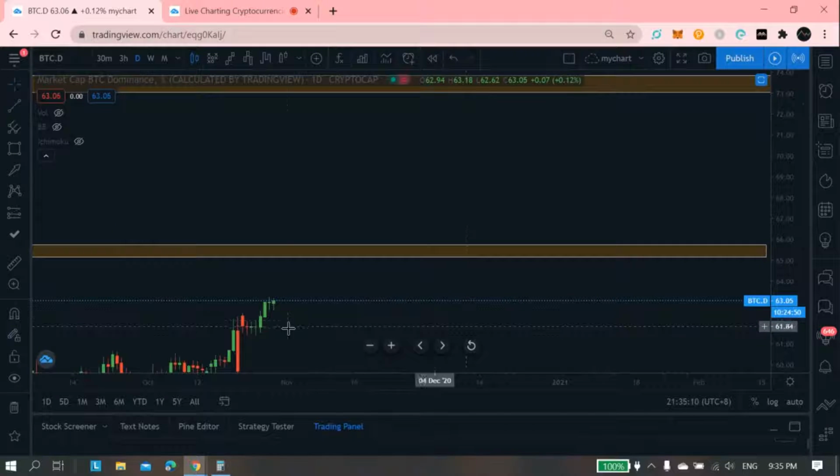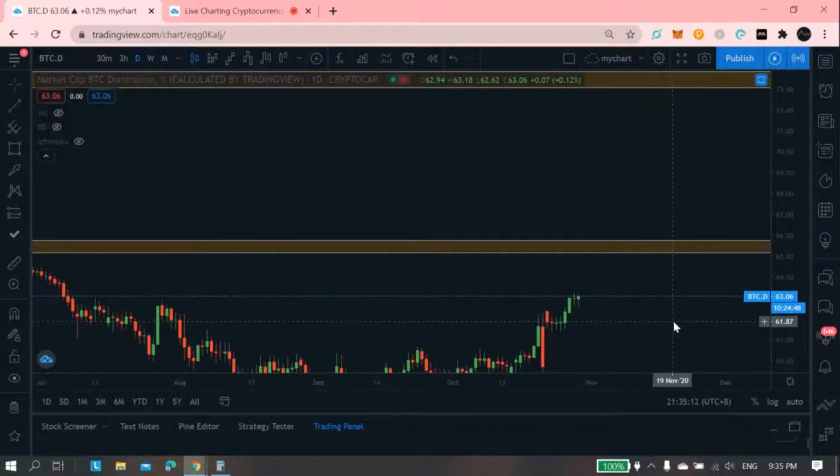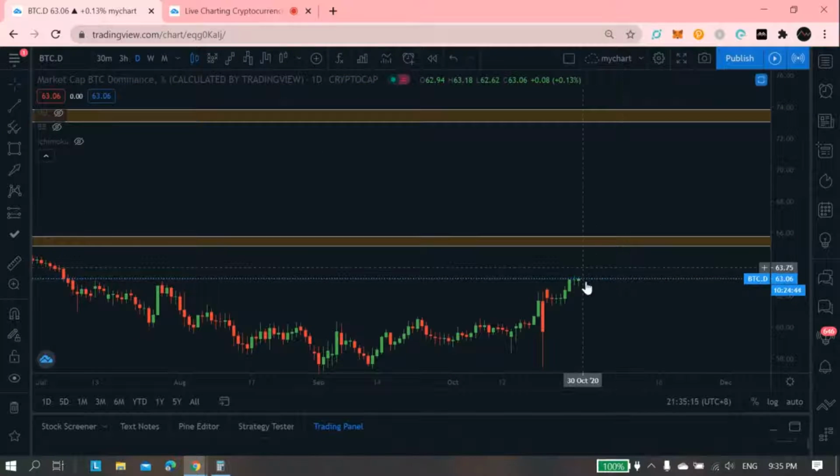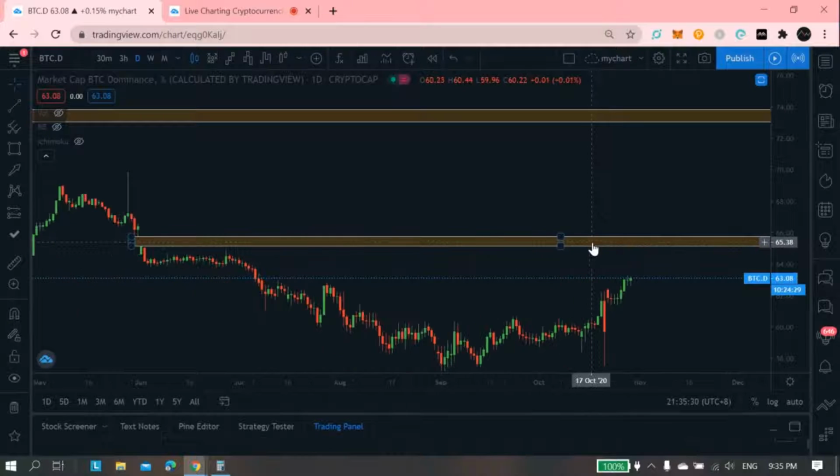So it depends on what this next candle will be. So if this is still a bullish candle or might possibly be a pin, it could possibly go higher and this gap might be filled.